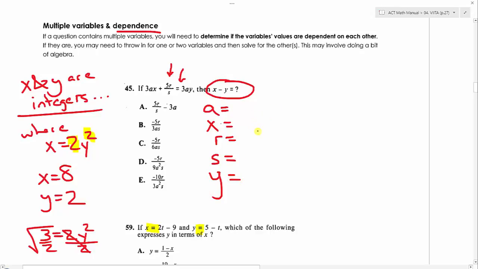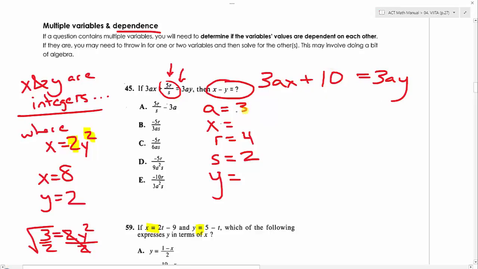I'm going to start with that r and that s. I'm going to make r equal to 4, and I'm going to make s equal to 2 so that that term turns into something relatively nice. 5r would be 20 over 2. So this is going to be now 3ax plus 10. Is that right? 5 times 4 over 2 is 10, equals 3ay. Fine. So it's a little bit cleaner now. 3ax plus 10 equals 3ay.